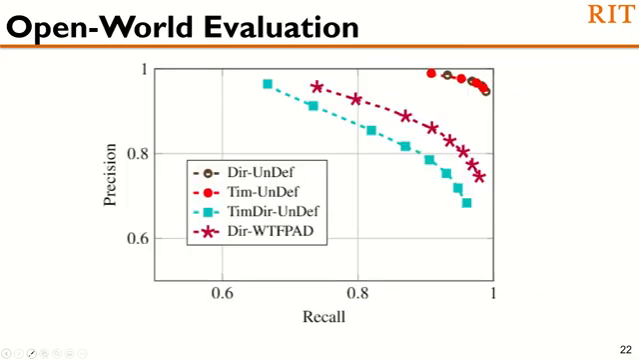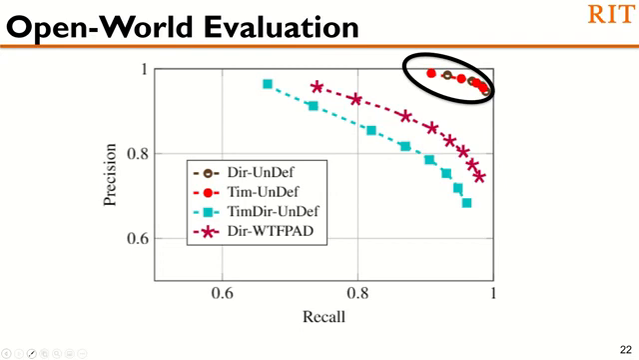All the previous evaluations we talked about so far are in the closed world setting. Now we talk about the more realistic open world evaluation. We performed this set of experiments for undefended and WTF-PAD datasets. For the undefended dataset, direction and directional timing performed relatively identically. For example, when we tune for precision, the precision is 0.991 for direction and 0.988 for directional timing. And when we tune for recall, the recall for direction is 0.985 and for directional timing it is 0.989.